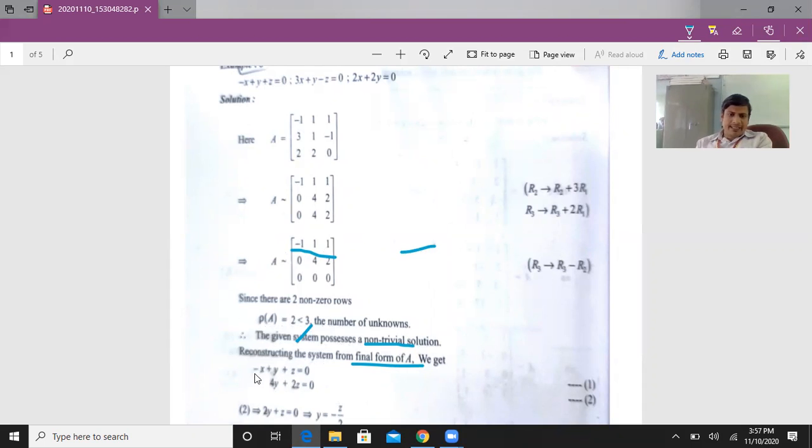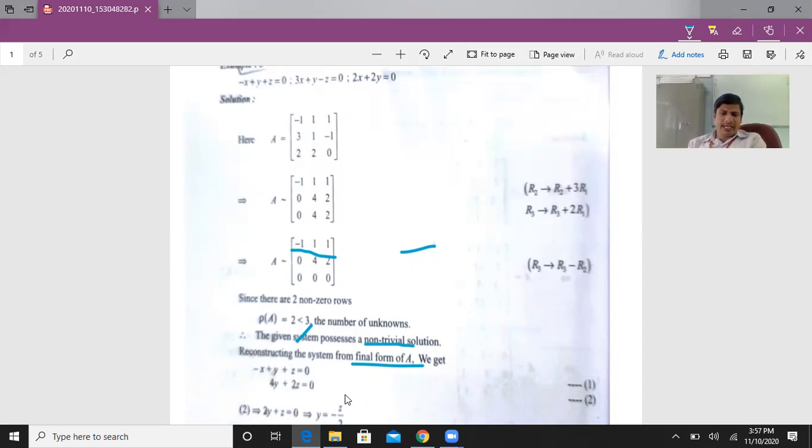Okay, I write here: minus x plus y plus z is equal to 0. Then the second equation: 4y plus 2z equal to 0. Okay, first one, that is minus x plus y plus z equal to 0. That is equation 1. 4y plus 2z equal to 0, that is the second equation.